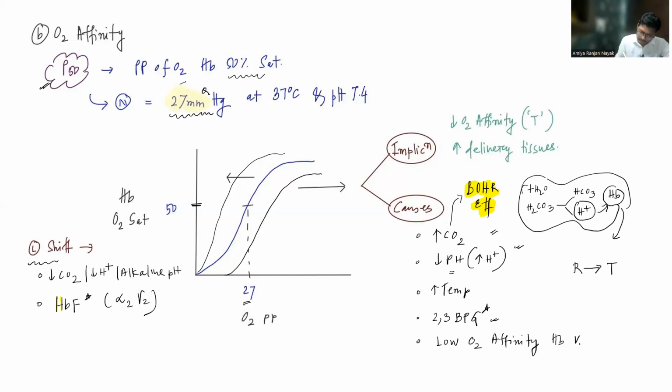And also there are certain high oxygen affinity variants that can cause leftward shifting of the oxyhemoglobin dissociation curve. So this is the concept of the ODC, and these concepts are important to understand the various pathophysiology that we are going to discuss when we discuss the hemoglobinopathies.